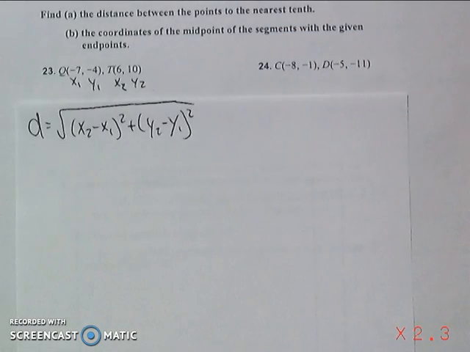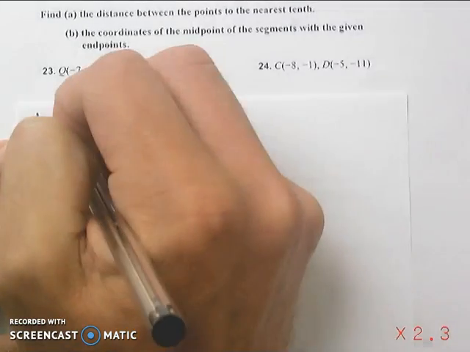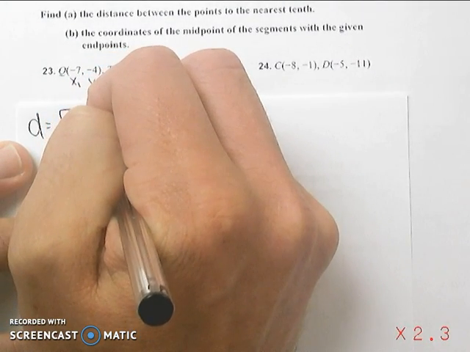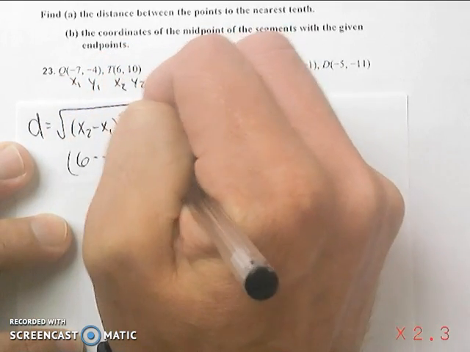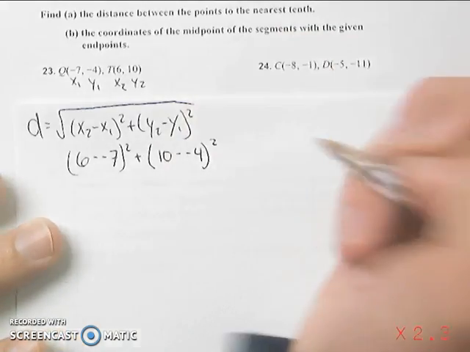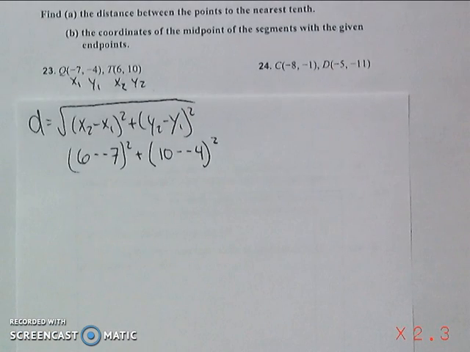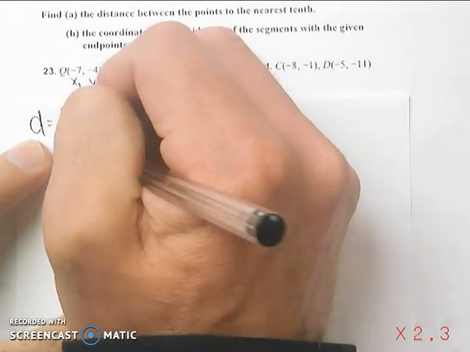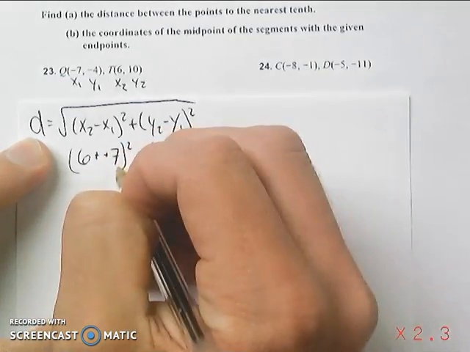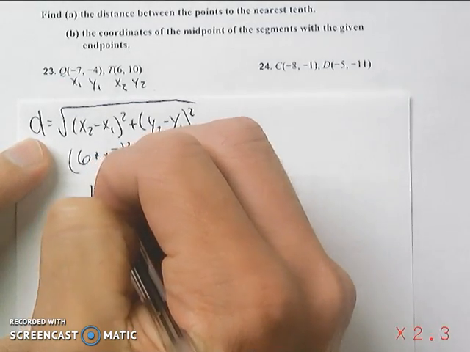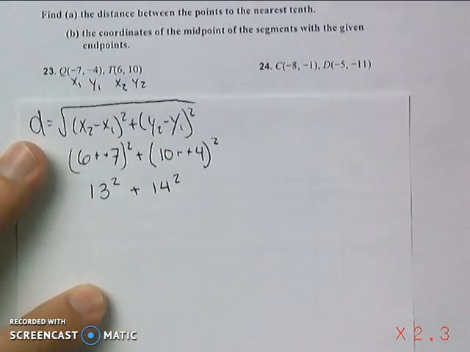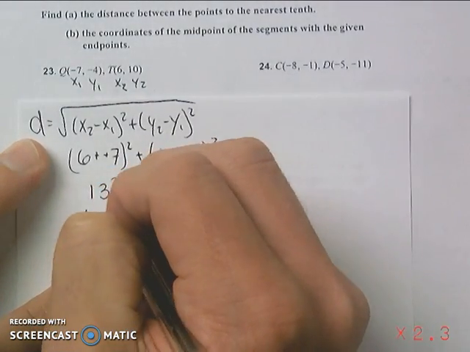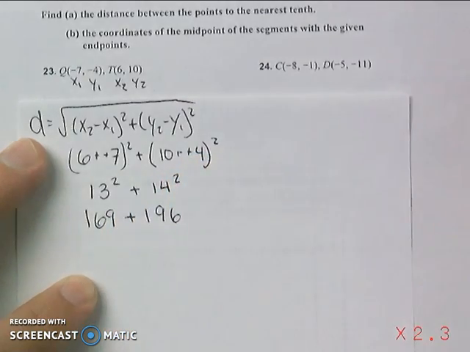Okay, and we're going to go ahead and plug in. Notice how I put the subtraction sign in from the equation and the negative sign from the numbers. That's very important. And two negatives make a positive. So right here I'm going to end up with 13 squared, and over here I'm going to end up with 14 squared. Now, if you don't know these, use your calculator, but I know these off the top of my head. And then we're going to add those two together.